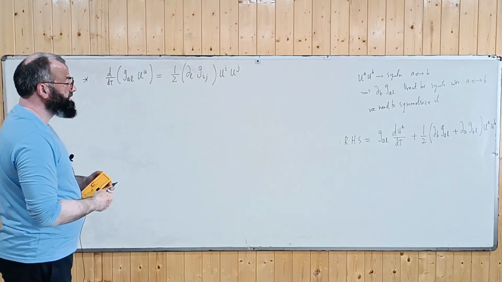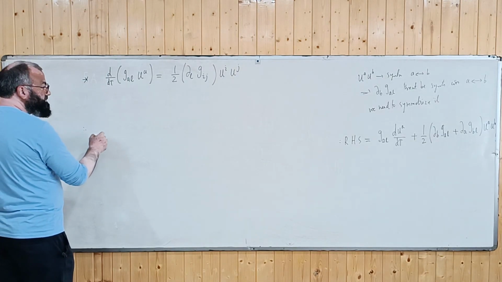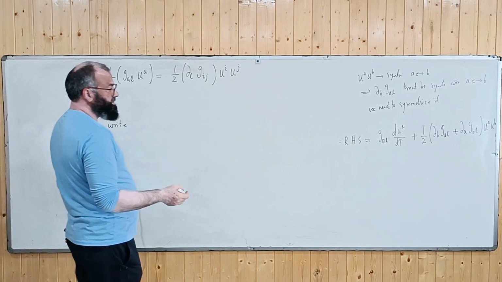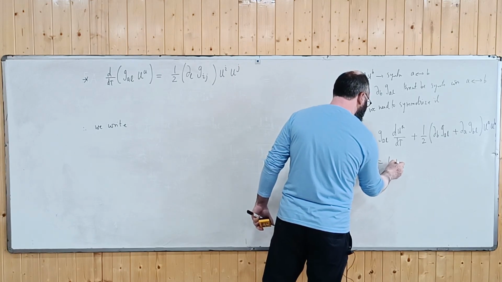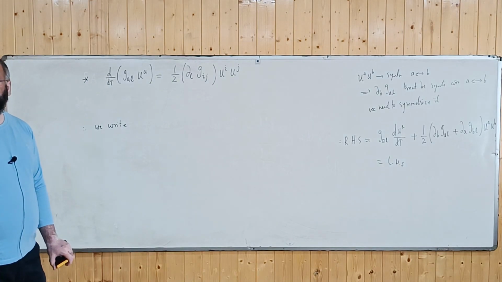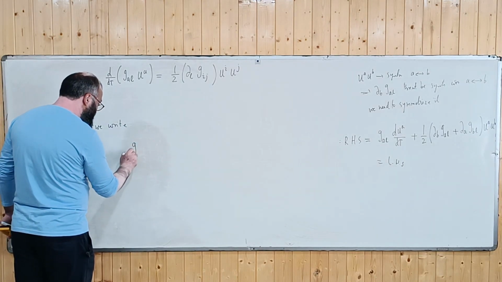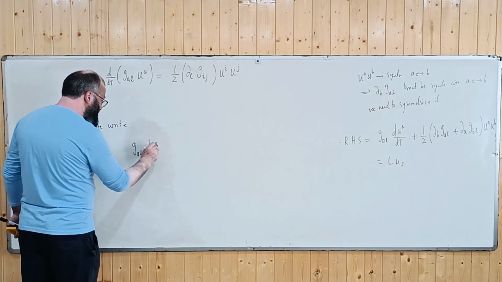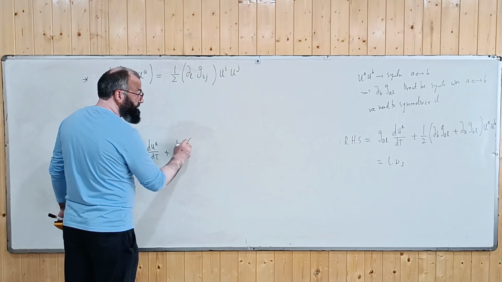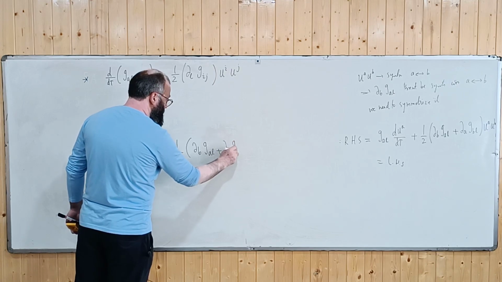So this is equal to the LHS. What is the LHS? Can I write it like this: g_AL du^A/dτ plus, let me write for you again this step, ∂_B g_AL plus ∂_A g_BL.